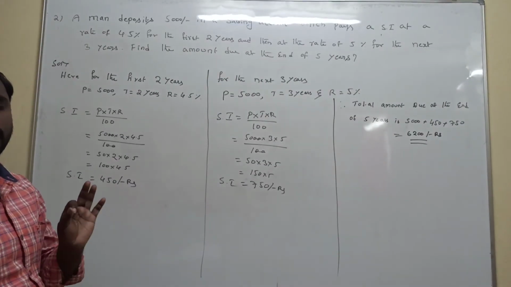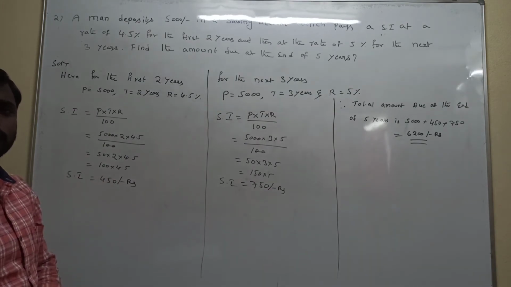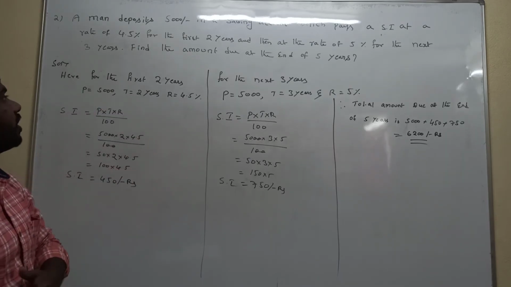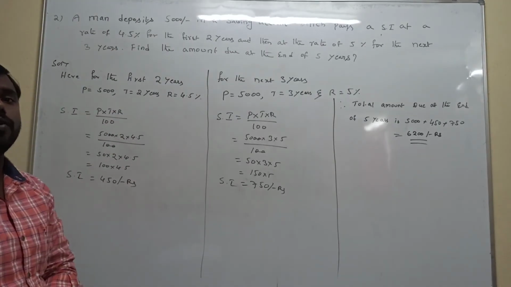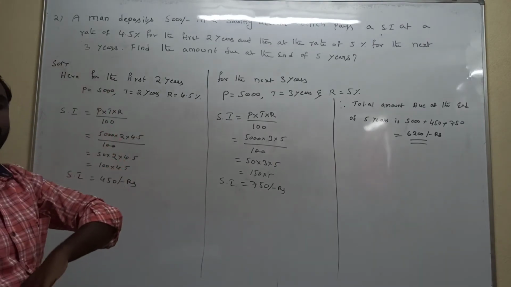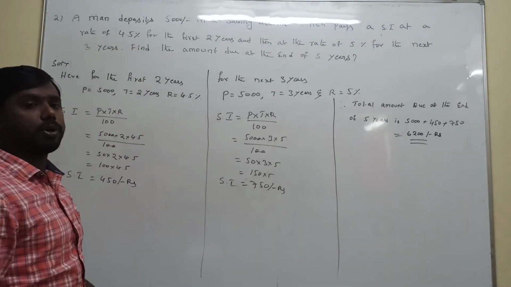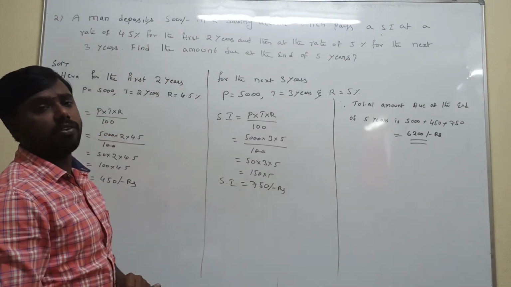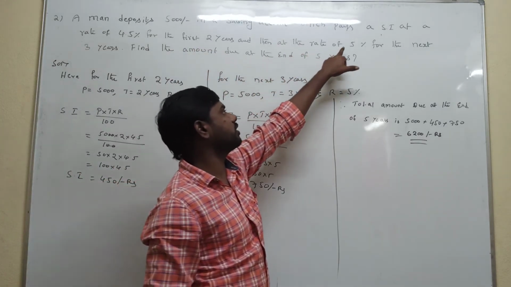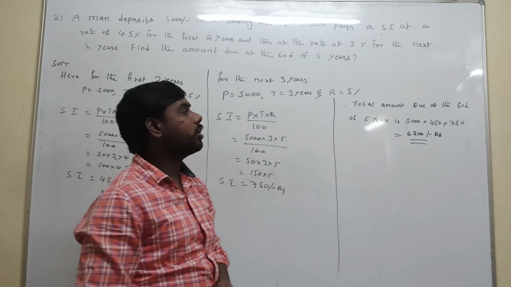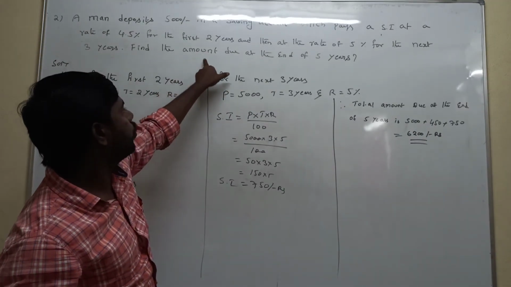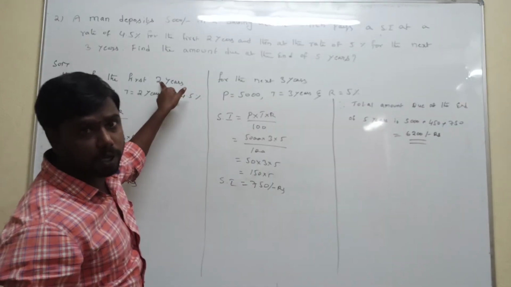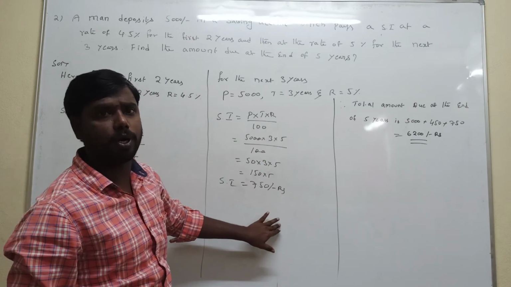Listen carefully. A person deposits 5,000 in a savings account. For the first 2 years, what is the rate of interest given? 4.5%. For the next 3 years, same principal amount, but here they given rate of interest is 5%. That's why they are asking to find the total amount due up to the end of the first 2 years simple interest, next 3 years simple interest.